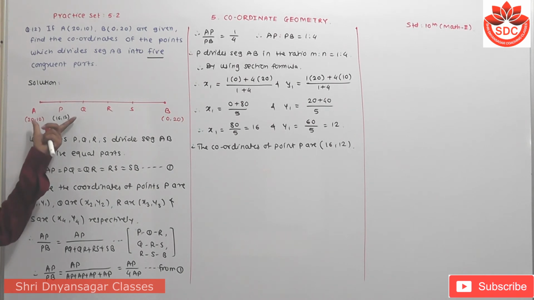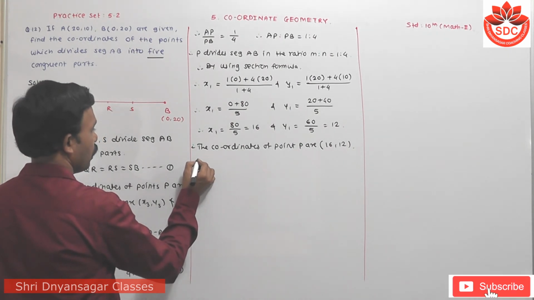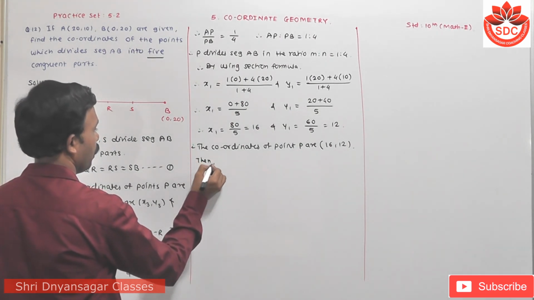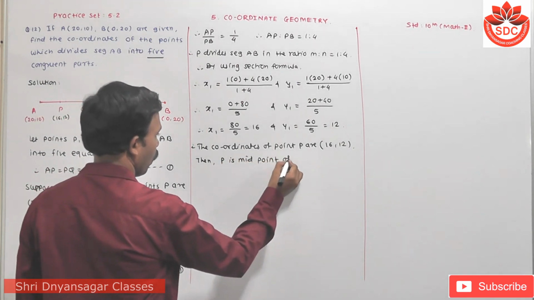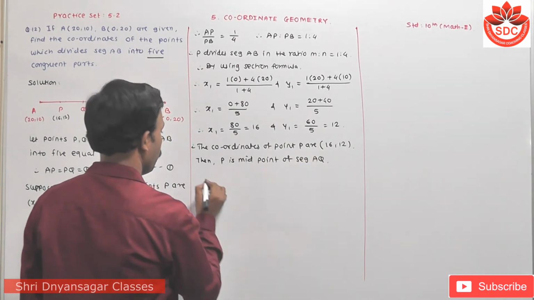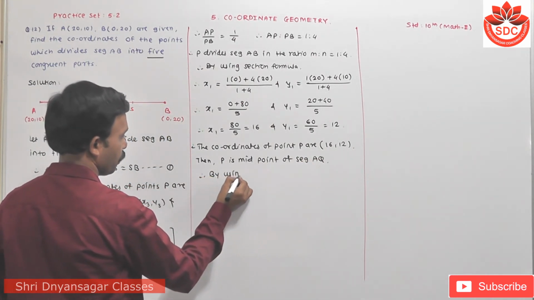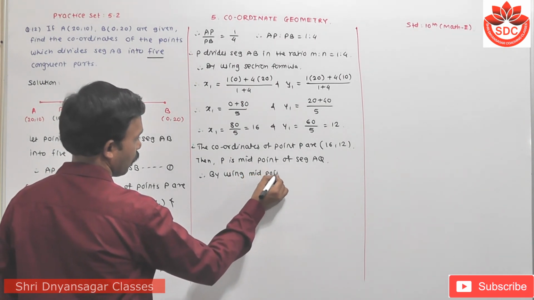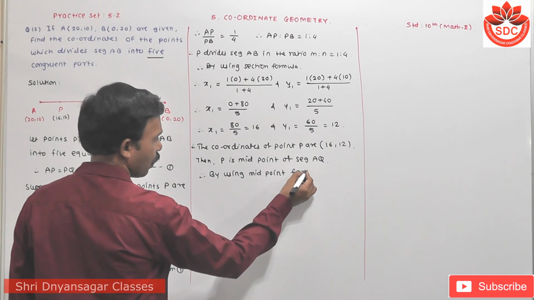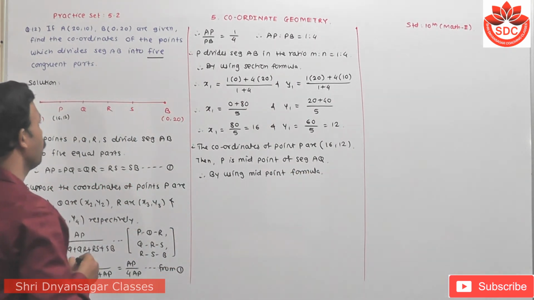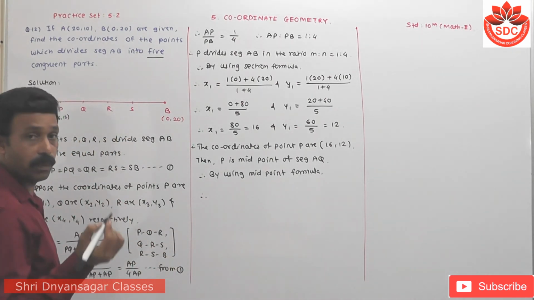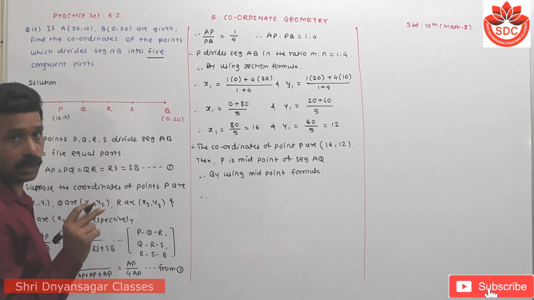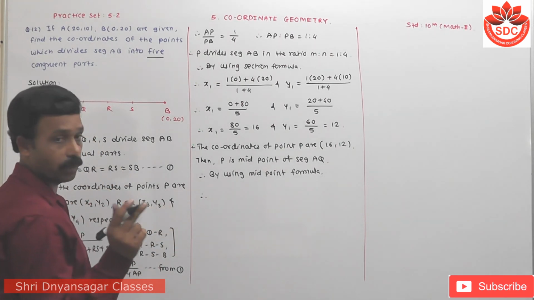Student, I have to take here P as the midpoint of the segment AQ. Then P is the midpoint of segment AQ. Therefore, by using the midpoint formula, student, here P is the midpoint. So I have to write directly this formula by using the midpoint theorem: x is equal to x1 plus x2 upon 2 and y is equal to y1 plus y2 upon 2.